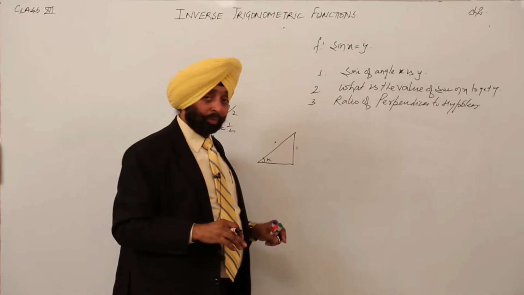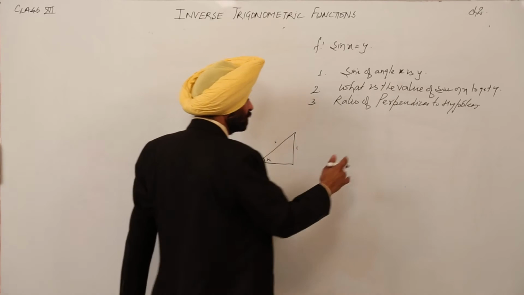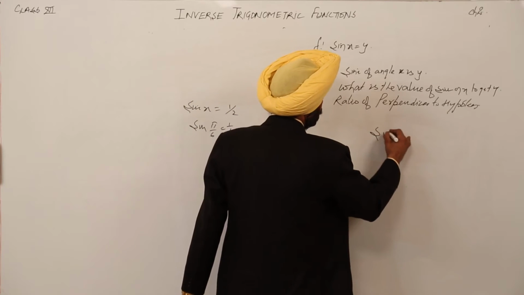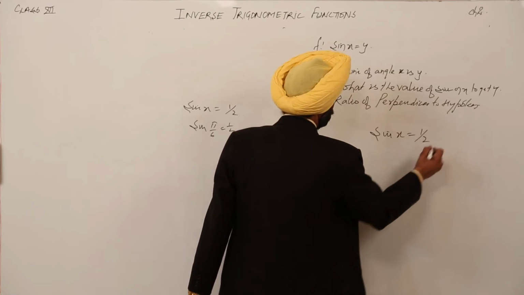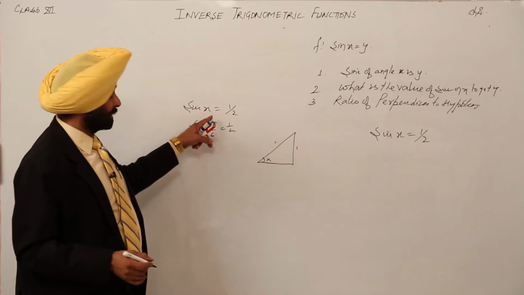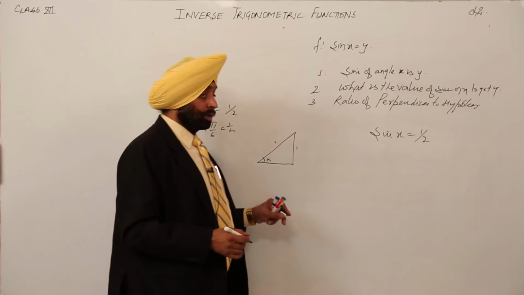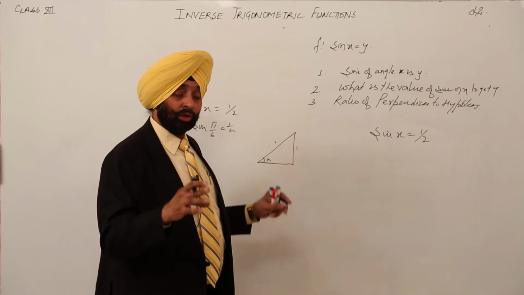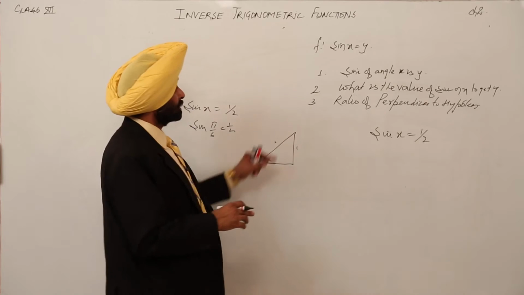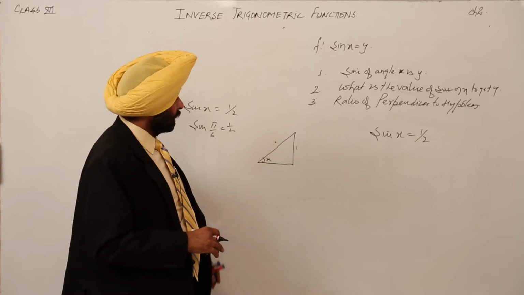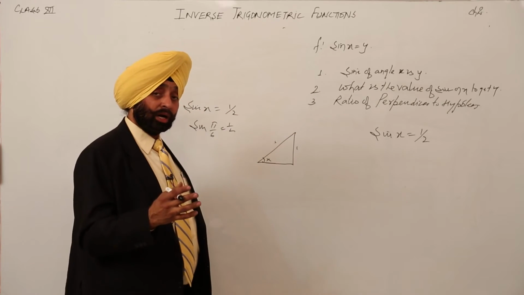For the trigonometric part, suppose it is written sin x is equal to 1 by 2. Earlier I also wrote sin x equal to half, then I wrote sin pi by 6 equal to half. Now pi by 6 was the value which we knew gives half. Sine of angle x is y. Now only y is given to you. How to find x?